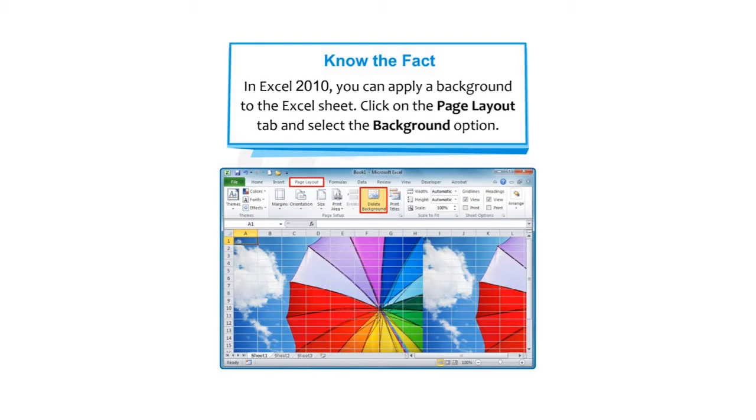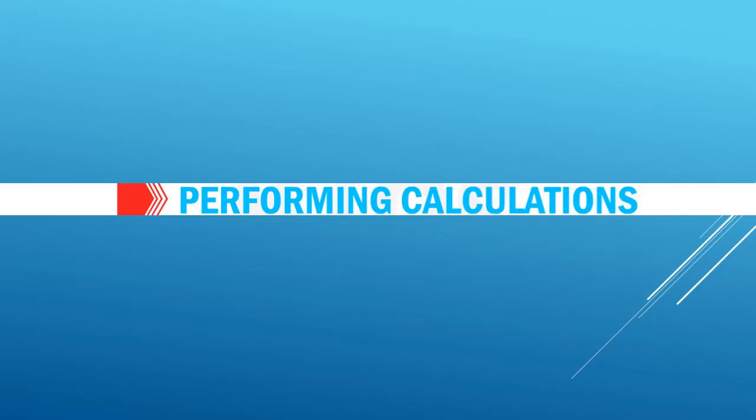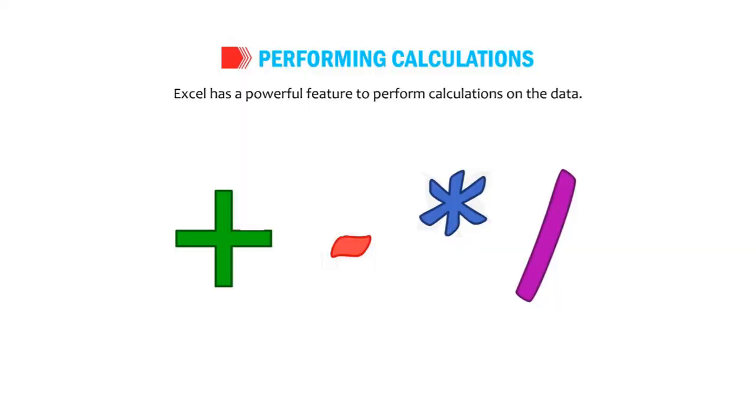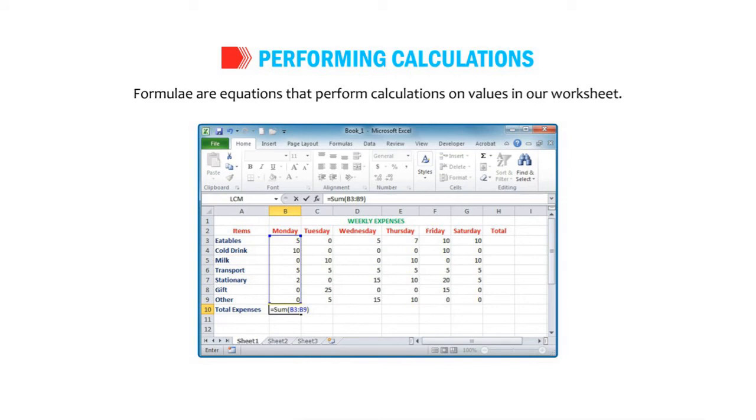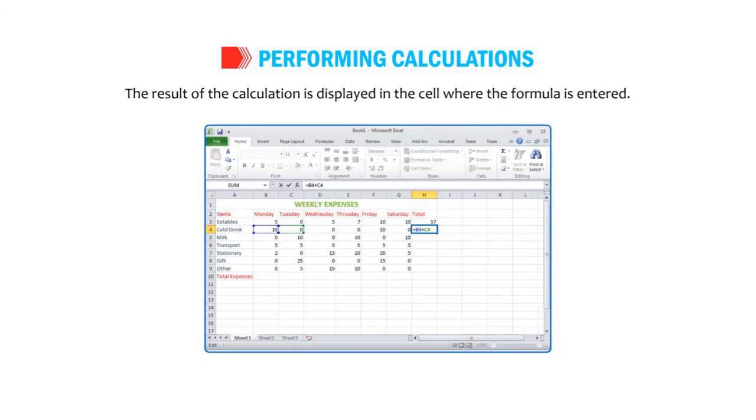Now, let's learn performing calculations. Excel has a powerful feature to perform calculations on the data. We can perform addition, subtraction, multiplication, and division of numbers either using formulas or using functions. Formulas are equations that perform calculations on values in our worksheet. A formula consists of a combination of cell references, numbers, operators, and Excel functions. The result of the calculation is displayed in the cell where the formula is entered.